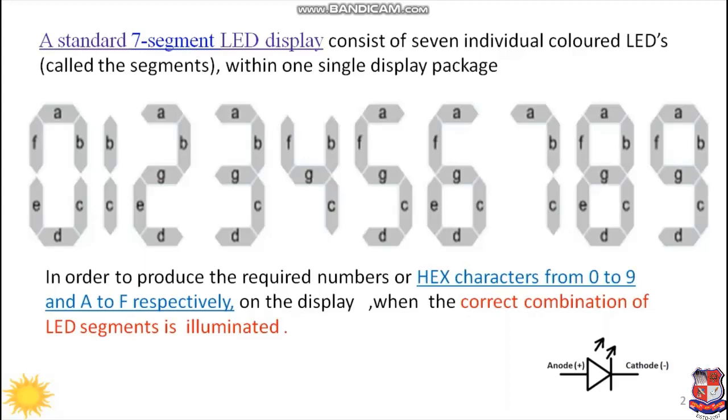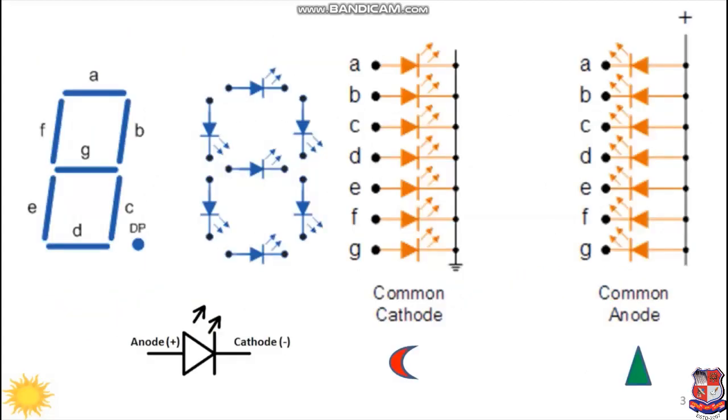So these 7 LEDs are arranged in the form of a single display package. Whichever LED we want to glow, we can make that glow by giving proper supply. And so you can get the numeral characters from 0 to 9. These LEDs can be connected in different modes.